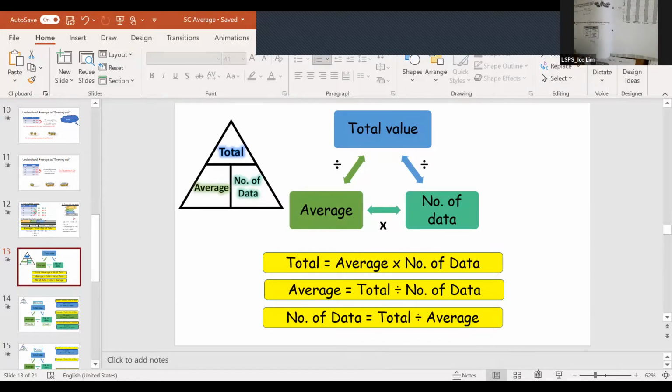Okay? And then here, number of data equals total divided by average. Can you understand this relationship? Okay, we will do some examples of this relationship in a moment. Right now, let's just do a quick check on our homework. See whether we were able to solve some of the questions in our book.